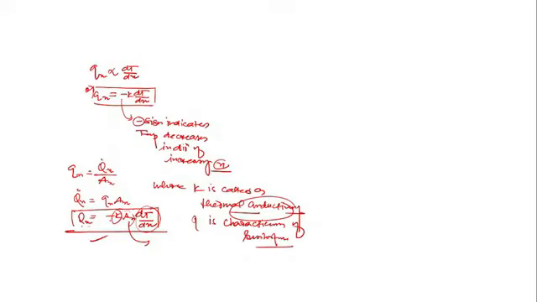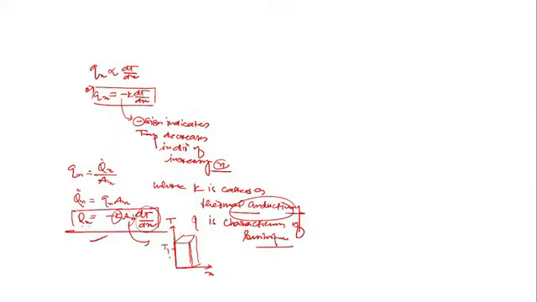Clear? For example, let's say this is a metal wall. Try to understand. If I'm talking about one dimensional heat transfer, this is x, and this is its temperature scale.